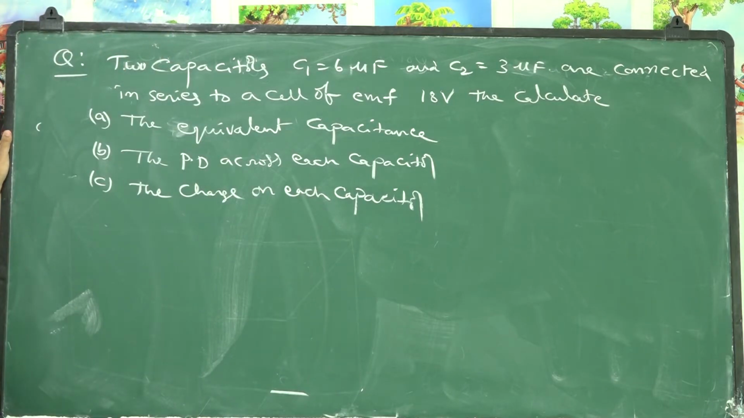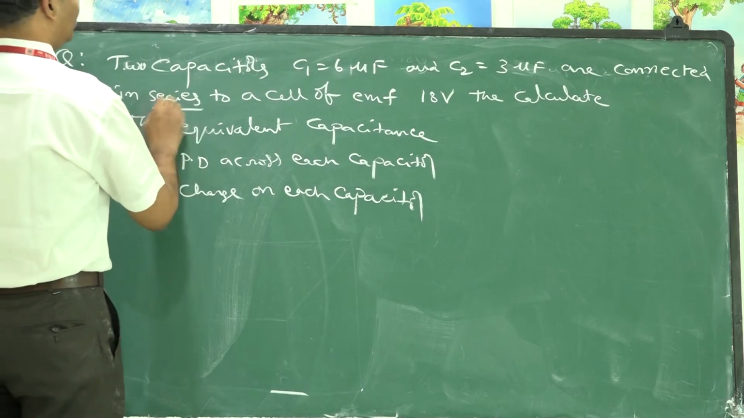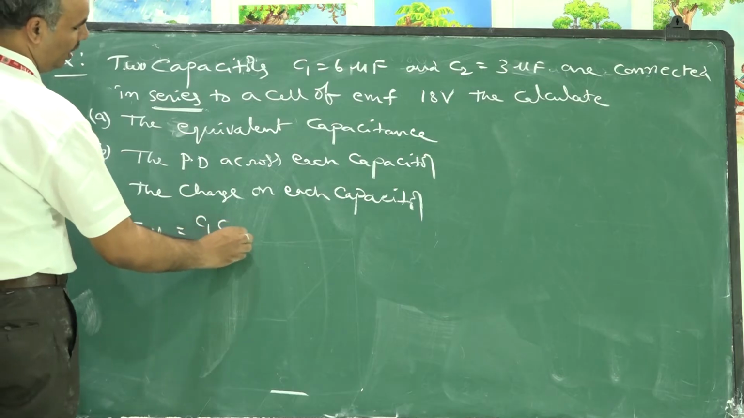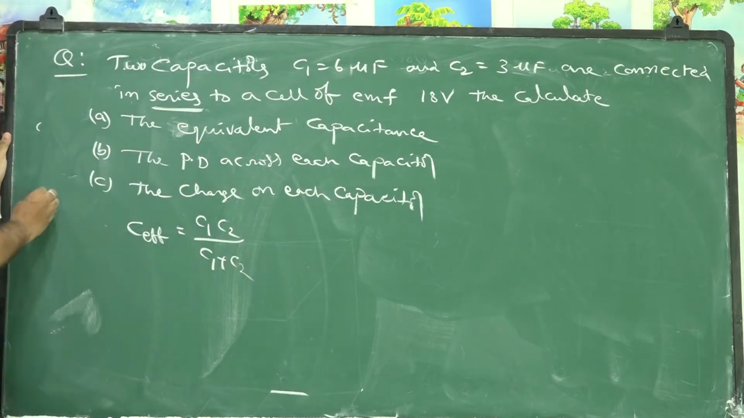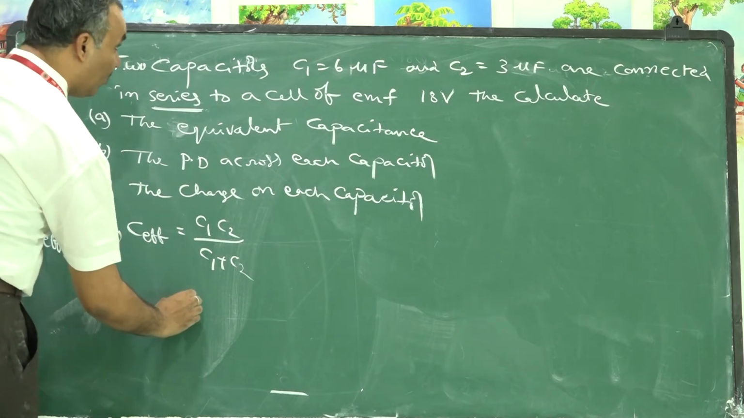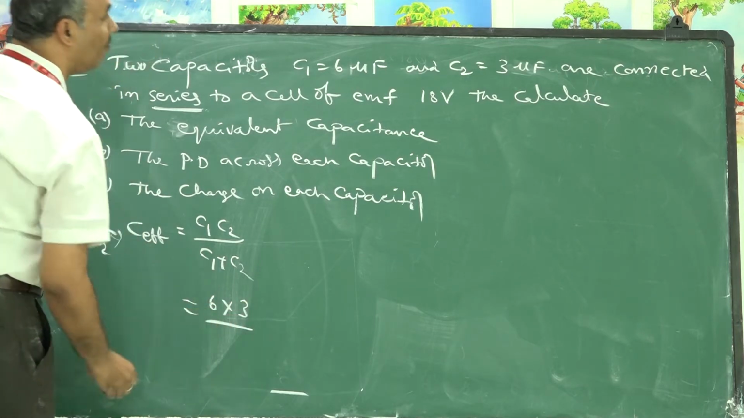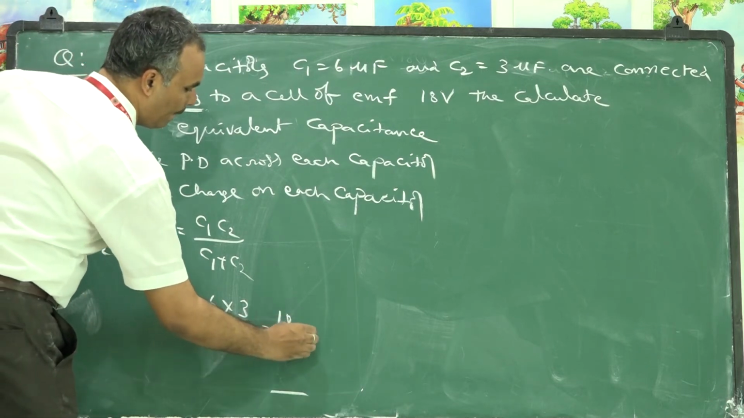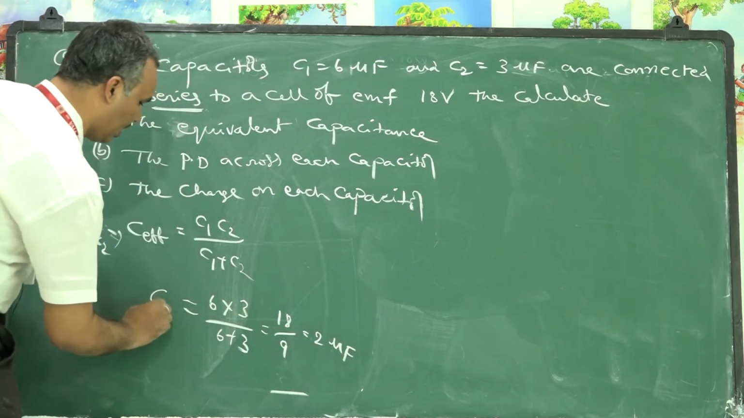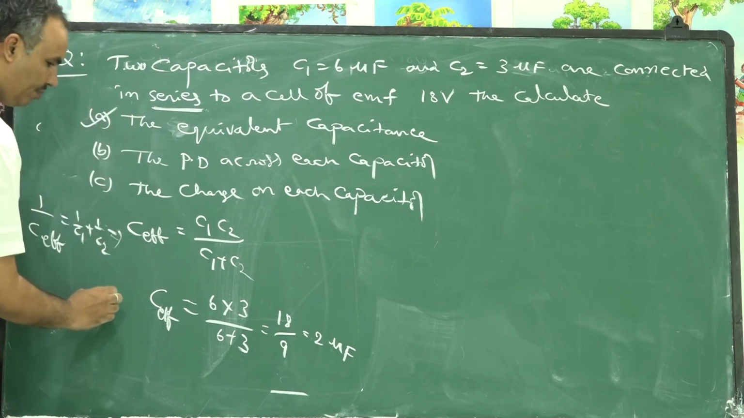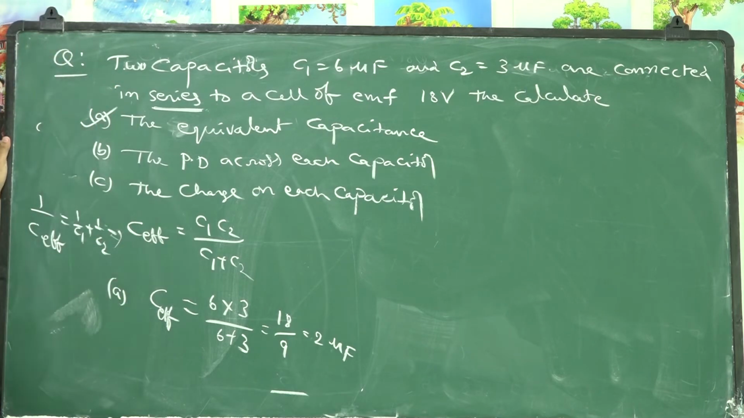First of all, they asked equivalent capacitance. They were connected in series. In series, C effective is given by C1 C2 by C1 plus C2. Or you can write 1 by C effective is equal to 1 by C1 plus 1 by C2. You are given C1 value as 6 into 3 by 6 plus 3. That is 18 by 9, 2 microfarad. This is the effective capacitance of the combination. So answer for question A is 2 microfarad.